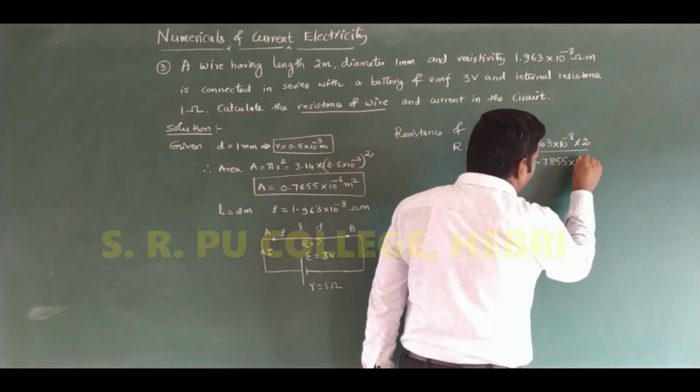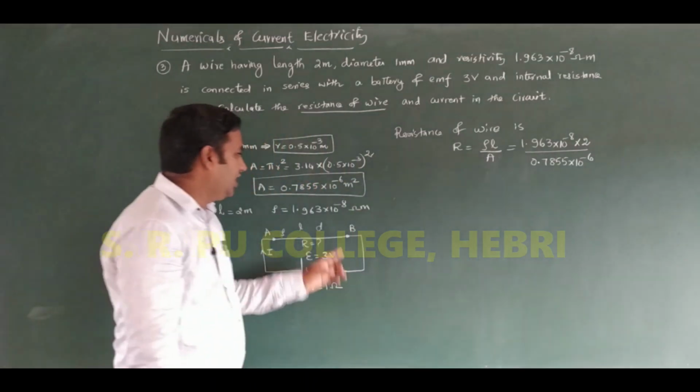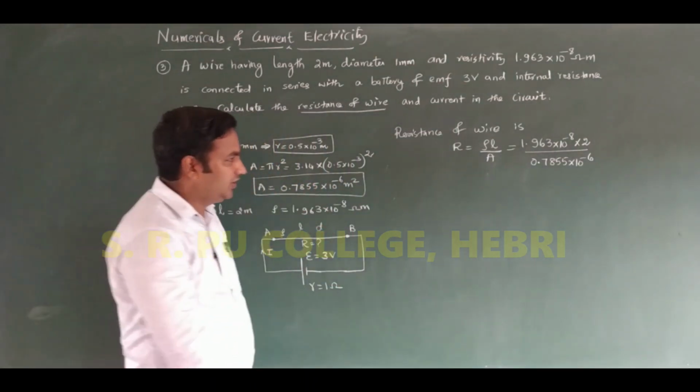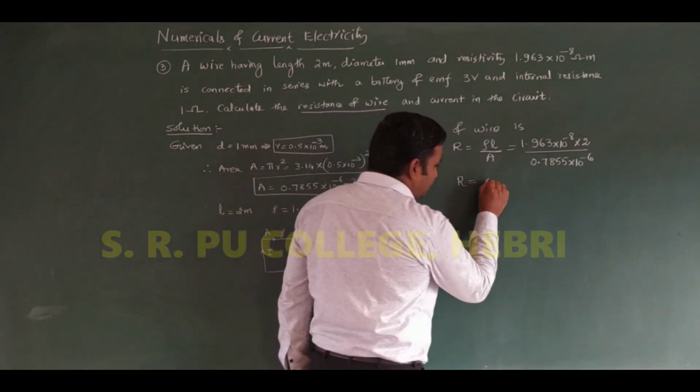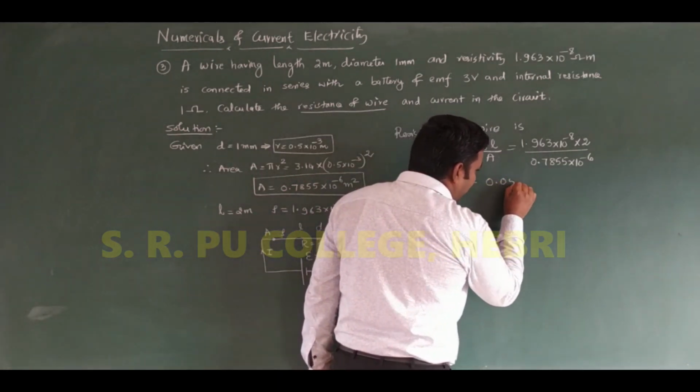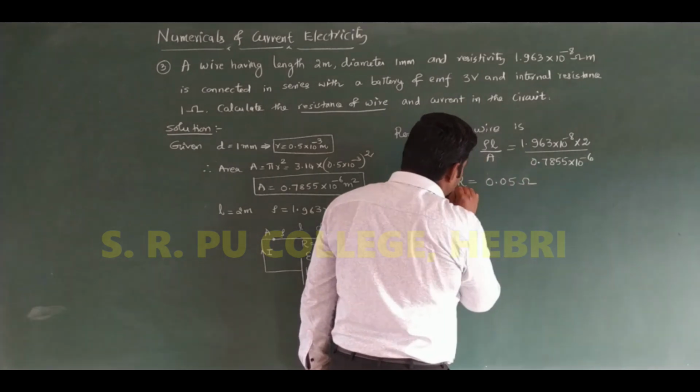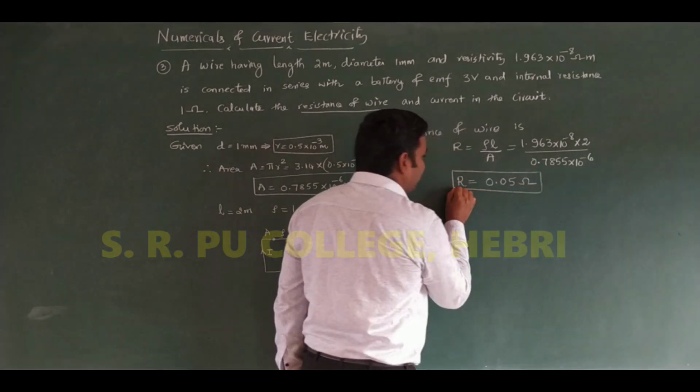0.7855 into 10 power minus 6 is the area of cross section of the wire. On simplification, we got the resistance of the wire as 0.05 ohm.